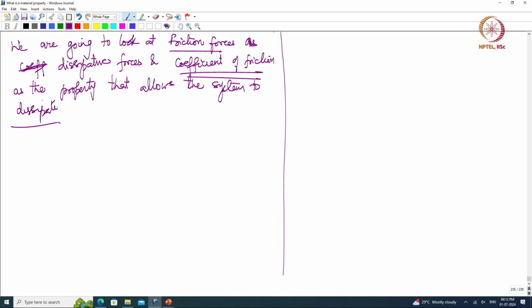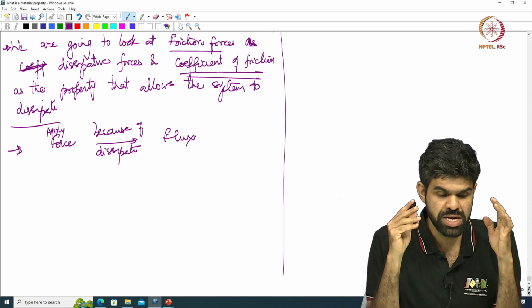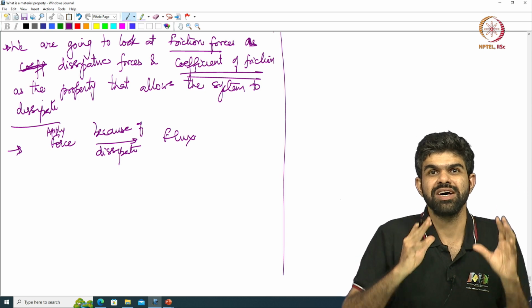Now, how do I know the system is dissipating? If I apply a force, because of dissipation there is a flux. So, something keeps changing, so there is some sort of a motion. If I push you, you go back and you fall down, that sort of a thing. So, there is a force and then there should be a flux, something should move.